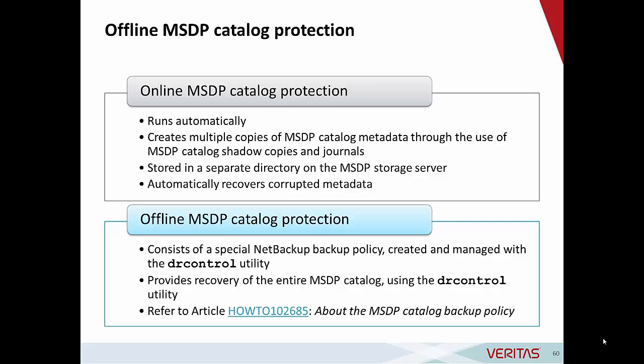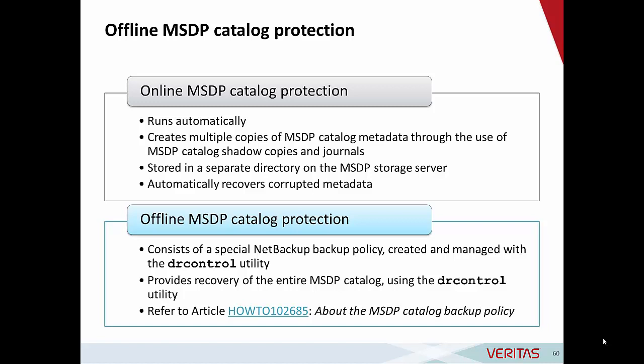The online MSDP catalog protection runs automatically and is always active. And there are multiple copies of MSDP catalog metadata created by using shadow copies and journals. This is stored in a separate directory than the rest of the MSDP catalog, and if corruption is detected, automatic recovery takes place. And so this provides for a self-healing capability in the MSDP pools. If minor corruption gets in there, the pool can literally repair itself with no action required by the administrator. You may not even notice that there was ever a problem. The normal housekeeping just took care of it, and that's great.